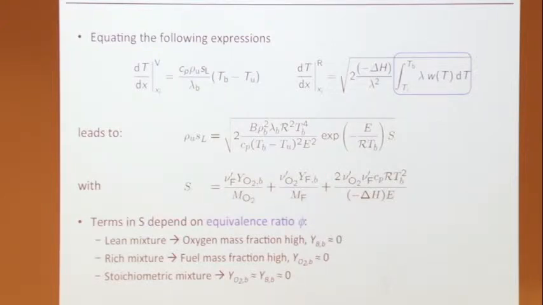So you see this S term depends on equivalence ratio. For very lean mixtures, the fuel would be 0. For rich mixtures, this would be 0. And for stoichiometric mixtures, both of these would be 0, and just this term here remains.